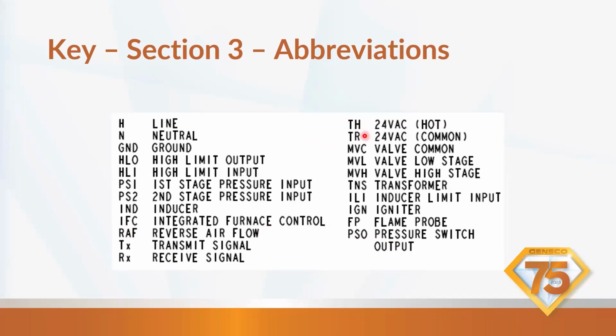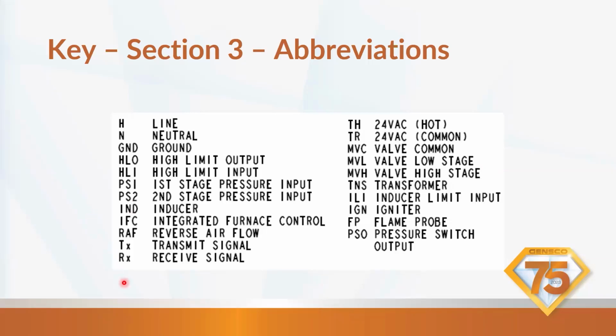You're going to see, well, what's TH and TR? Well, these are your hot and common 24 volts. MVC, MVL, MVH, these are your main valve. This is your valve common, your gas valve low, gas valve high. Everything's labeled very clearly for what it is. Your line voltage may be an L, your line voltage may be an H. Look at what your abbreviations say so you know you're looking at the right thing.